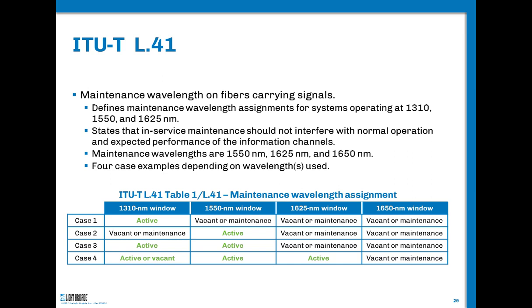So L.41 actually gave us a little more information on when and how to use this. In case one here, down below, if 1310 nanometers is being used, that means we can test or monitor at 1550, 1625, or 1650. In case two, where we're using the 1550 nanometer wavelength, which would be the case of, say, a DWDM system or an analog cable TV system, then we'd be monitoring at 1625 or 1650. And case three is the same thing, depending on which one's active, which wavelengths we want to use. But we're always putting our maintenance wavelength one channel up from the usable wavelength that's being used in that port. This way, we're not interfering with normal operation itself.